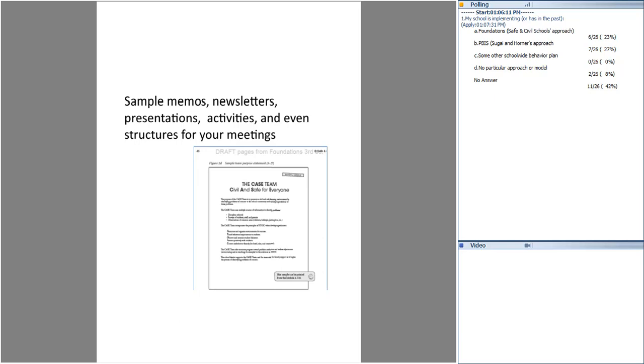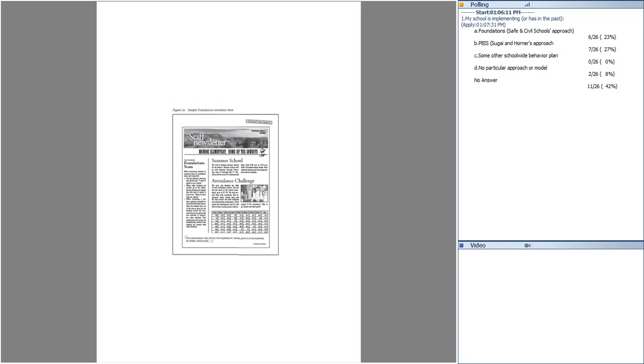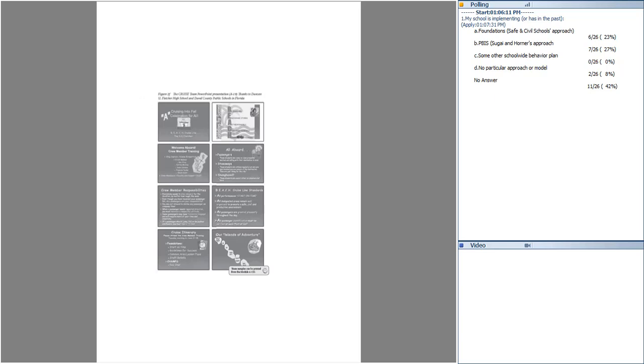So I'm going to blitz through several slides here that are just examples of the types of documents within Foundations to help you as a team easily develop things. Like this one, a sample of a staff newsletter from the Foundations team to the entire staff about what we're working on, what our current data is showing, upcoming events, and so on.